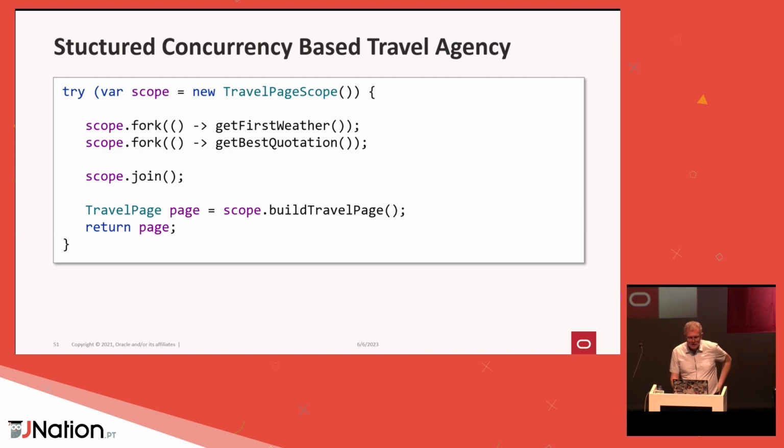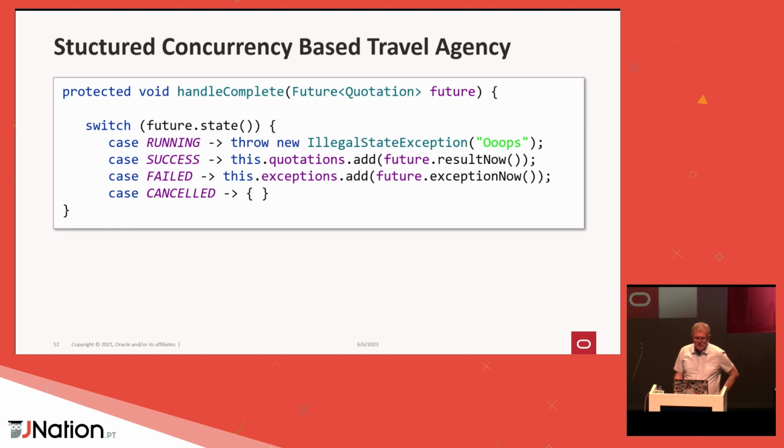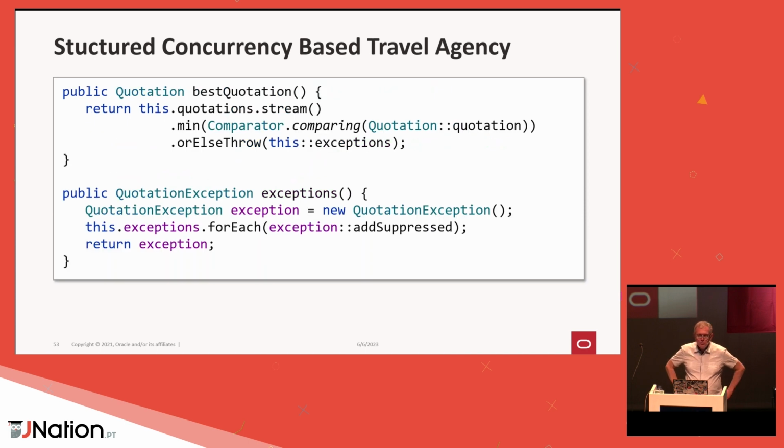And all the code you need to write in the quotation scope, for instance, is this one. It's a callback on the completion of your task. As of now, it takes a future object. That may change in the next version of the structured concurrency API. Basically, you have 4 states: running, success, fail, and canceled, and that's it. If you get a result, you put it in a collection. If you get an exception, you put it in another collection. And once you're done, when the join has been called, all you need to do is to analyze the content of these collections, and that's it.